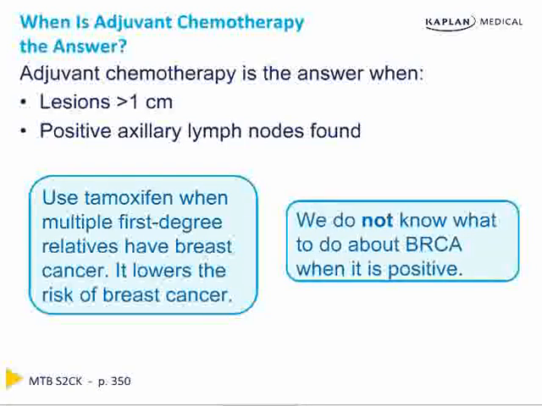Again, the BRCA mutation is a source of controversy. We know a positive mutation increases a person's risk for cancer, both breast and ovarian, but we don't yet know exactly what to do with that information in terms of either prevention or treatment. What does that mean to you? It's unlikely to be a source of questions on your USMLE Step 2.